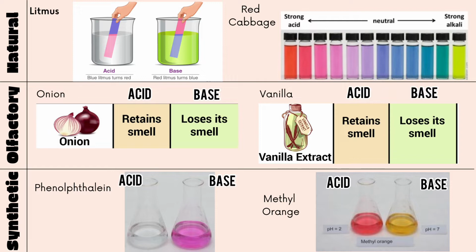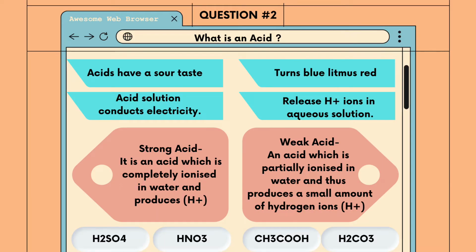Lastly, with synthetic indicators, phenolphthalein is a colorless liquid, and it remains colorless with an acid, but turns pink with a base, while methyl orange, which is originally orange in color, turns into red with an acid and turns into yellow with a base. That brings us to the next question.